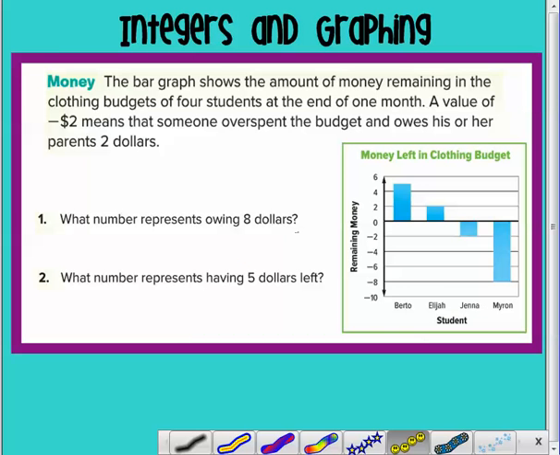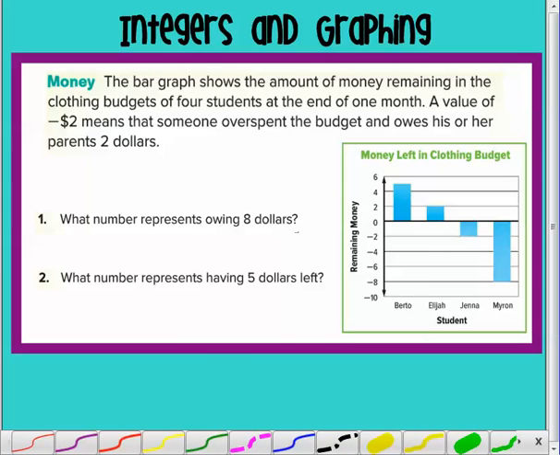In this picture, we have a bar graph that shows the amount of money remaining in clothing budgets of 4 students at the end of 1 month. A value of -$2 simply means that someone has overspent their budget and that they owe his or her parents $2. In the first question, we're asked to consider what number represents owing $8. Now, owing means you've overspent. You've spent all the money in your wallet and an additional $8, which means you owe somebody $8. So owing means that you are in debt. So you have a balance of -$8.